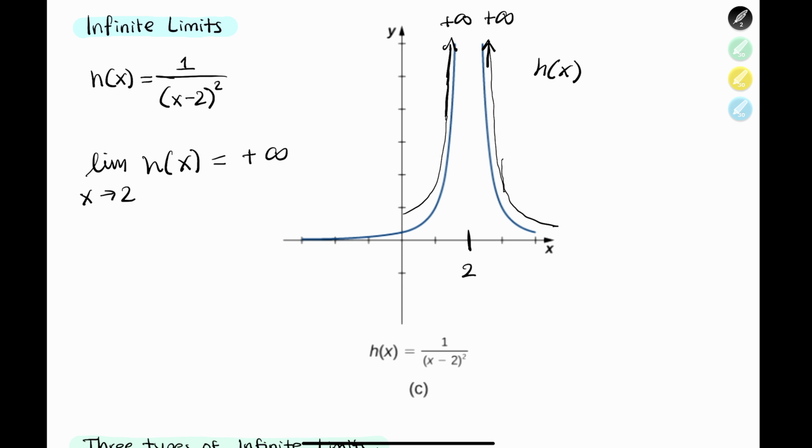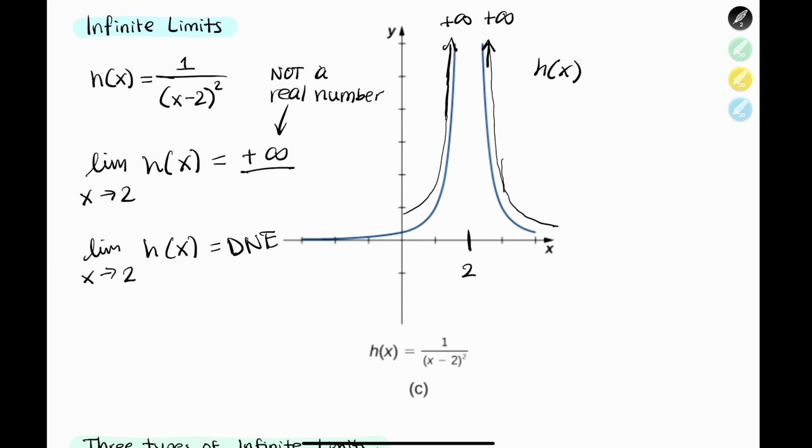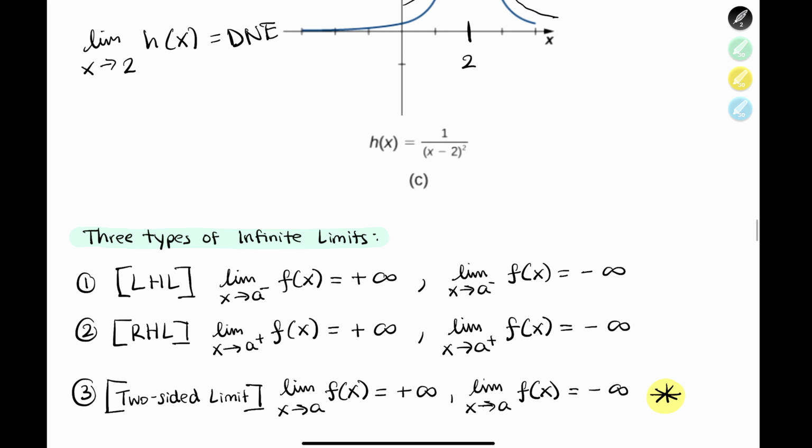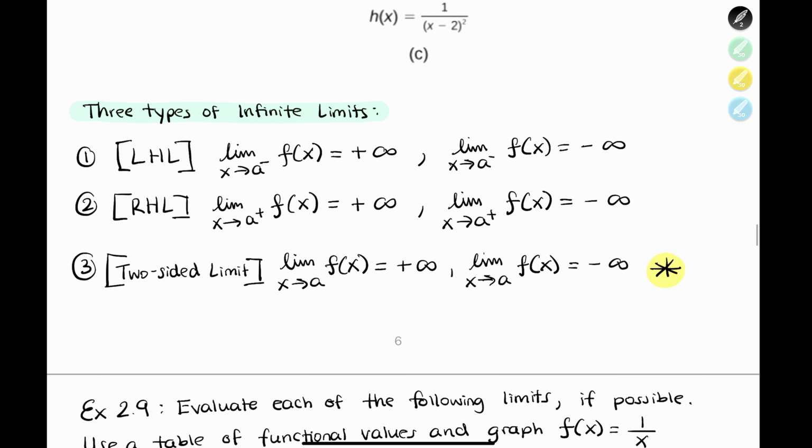And some mathematicians actually notate it like this, but in reality, because infinity is not a real number, we don't actually notate it like that. And in reality, the limit as x approaches 2 of h of x, we say that it actually does not exist because infinity is not a real number. So now let's look at 3 types of infinite limits.